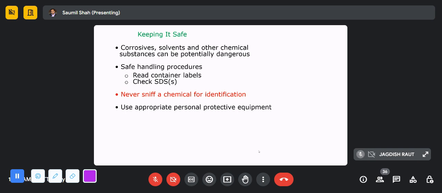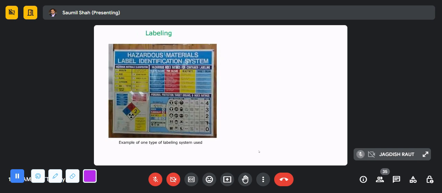Never sniff a chemical for identification. You should never go to the site and smell that particular chemical to find out how it smells. Never do that. By reading the SDS, or through other people's experience, you should understand the smell of that chemical, but never try to test by directly smelling the chemical at the workplace. Use appropriate personal protective equipment wherever required. You have to use the PPE.